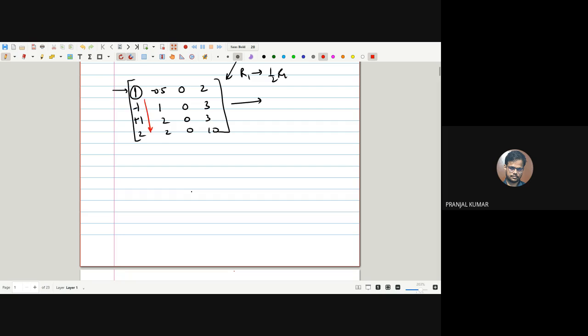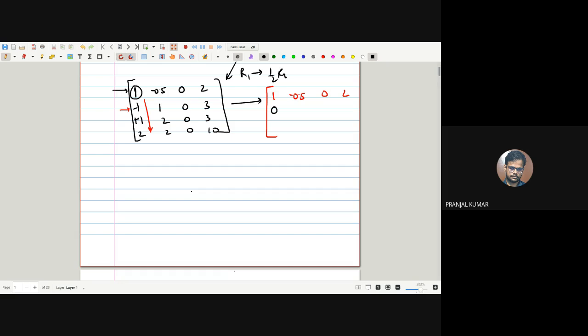Okay, start cleaning down this pivot. So what would be the operations? So I'm going to do all three at once. Okay, so 1, minus 0.5, 0, 2. So first I'm going to convert this to 0. What should I do? I should add. So I'll add the first row to the second row.